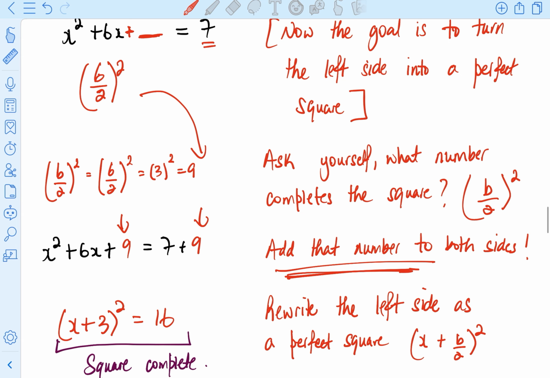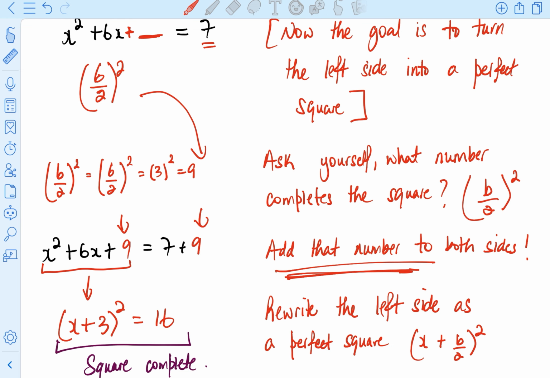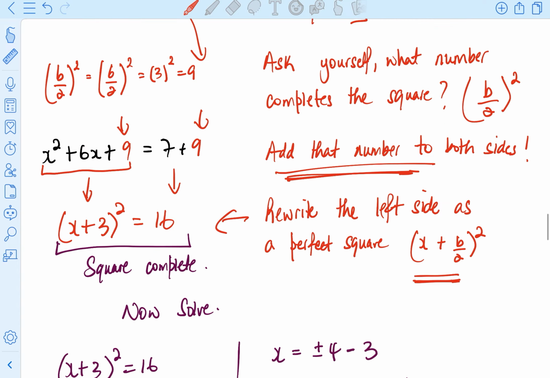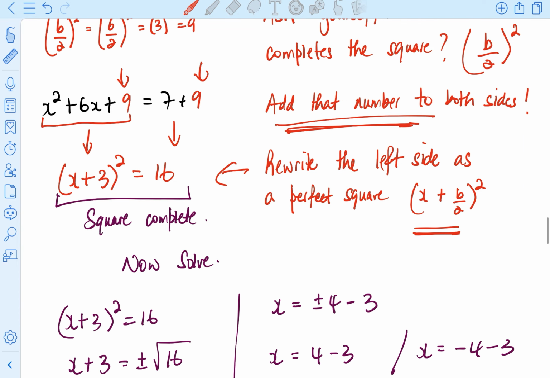And then I simplify. So this part here, how do I write it? As we can tell, it's the x plus 3 squared. And then this part here is 9 plus 7, which is 16. And this is where our square is complete, right? As my instruction says, we write the left side as a perfect square, which we just focused on. And so that's basically what it looks like. And now we have to solve, right?